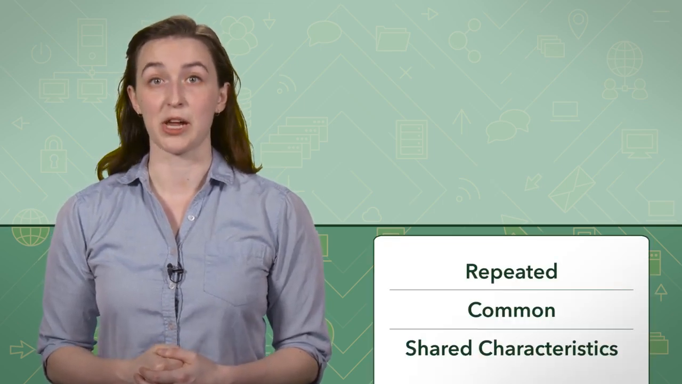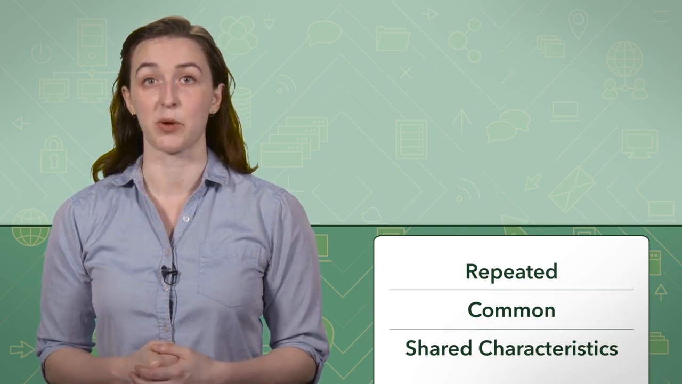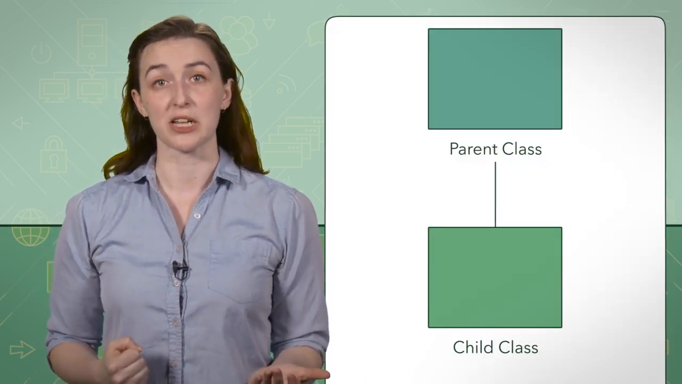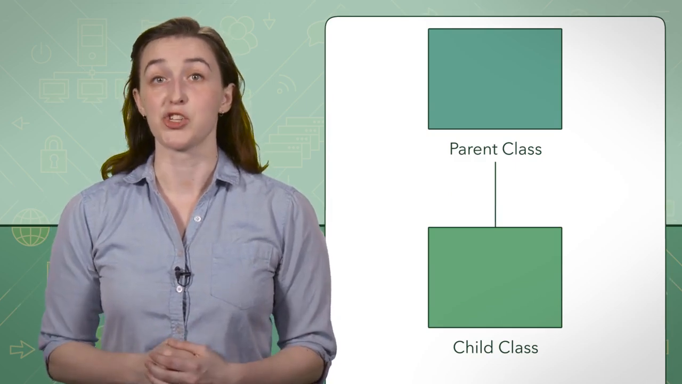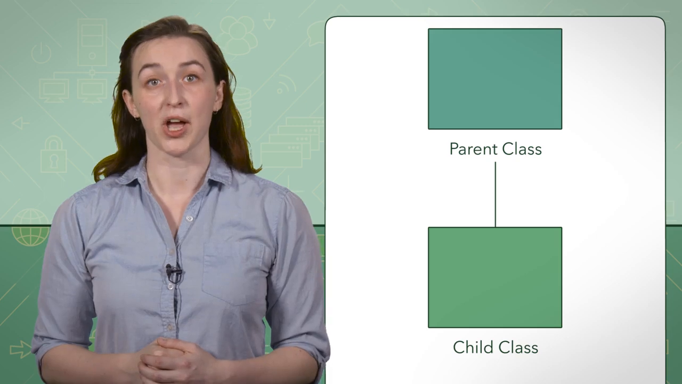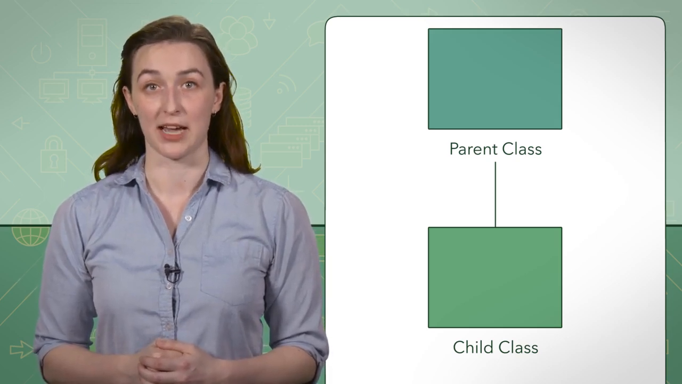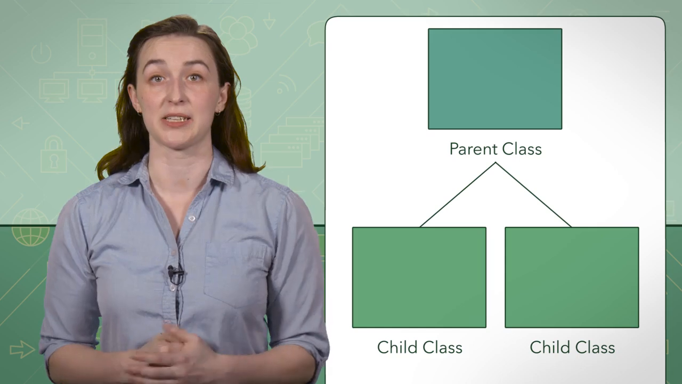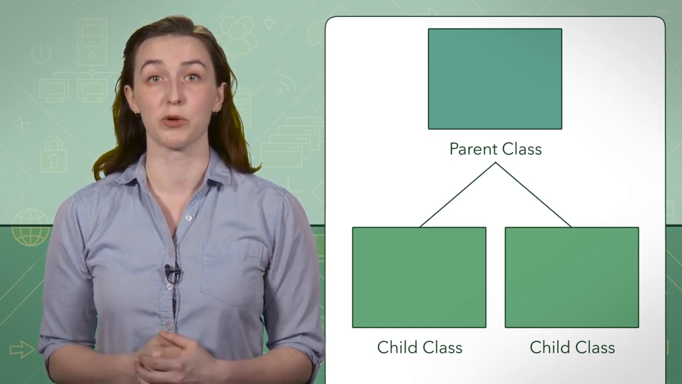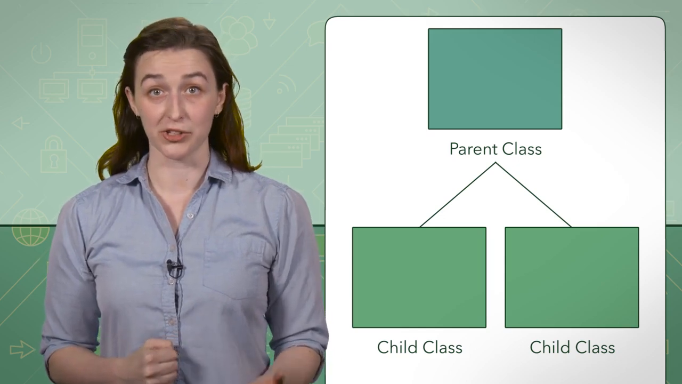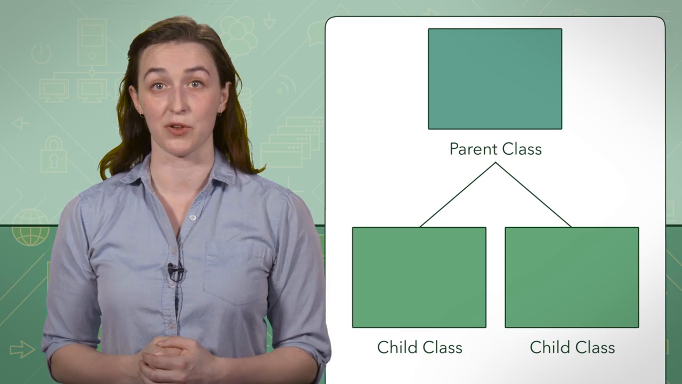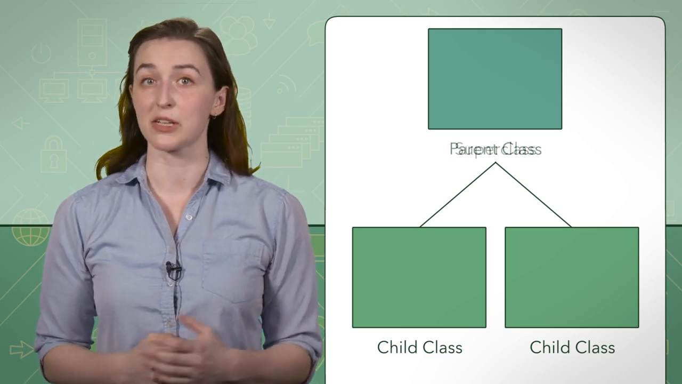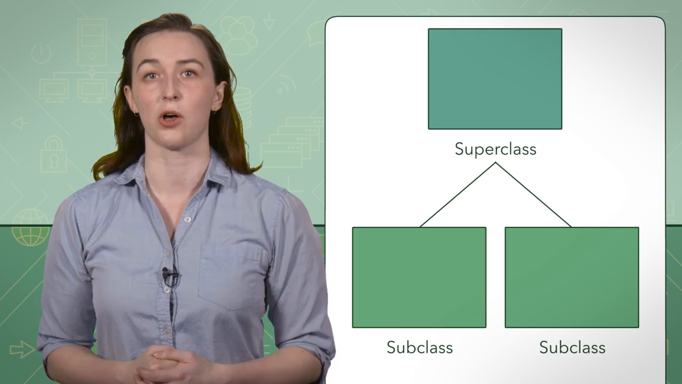In generalization, we take repeated, common, or shared characteristics between two or more classes and factor them out into another class. Specifically, you can have two classes, a parent class and a child class. When a child class inherits from a parent class, the child class will have the attributes and behaviors of the parent class. You place common attributes and behaviors in your parent class. There can be multiple child classes that inherit from a parent class, and they all will receive these common attributes and behaviors. The child classes can also have additional attributes and behaviors, which allow them to be more specialized in what they can do. In standard terminology, a parent class is known as a superclass, and a child class is called a subclass.